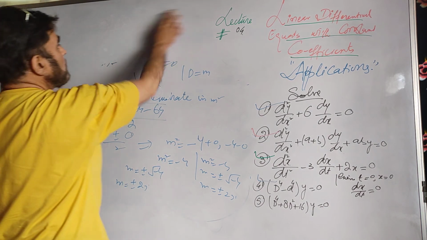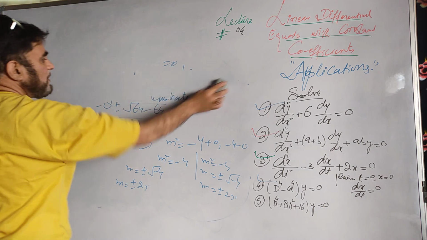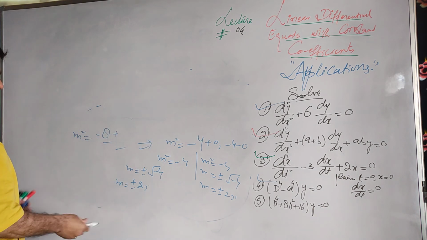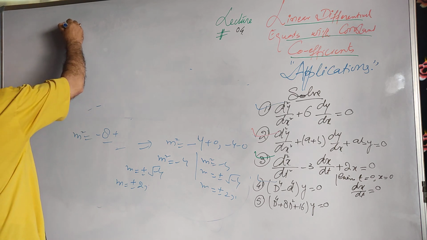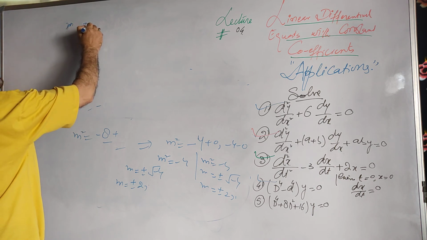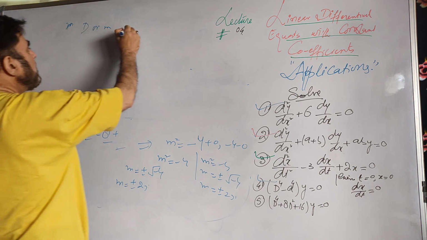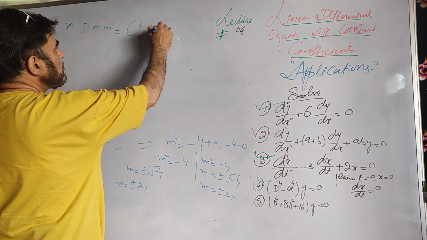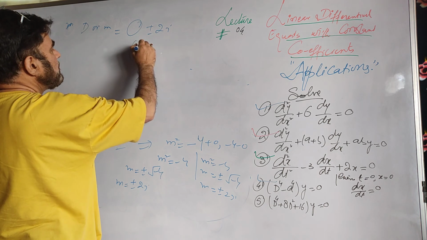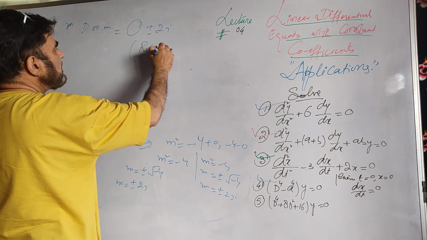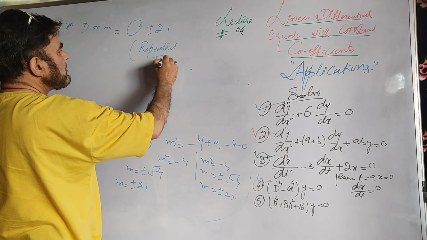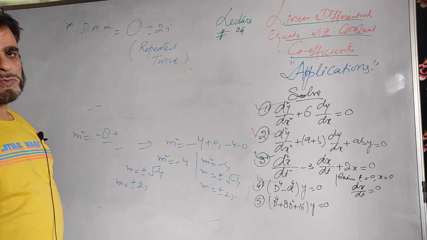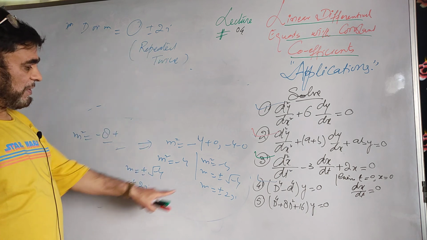I have also told you sometimes you get the complex root repeated. It is a biquadratic in D. So you get roots m or D as 0 ± 2i, because it has no real part. It is repeated, how many times? Twice. So these are actually 4 roots, but they are repeated, as you have seen here.